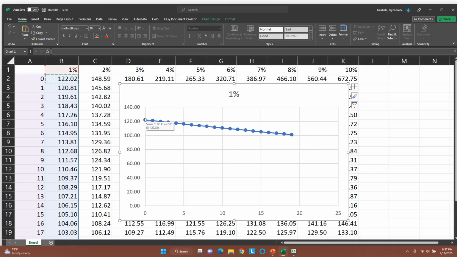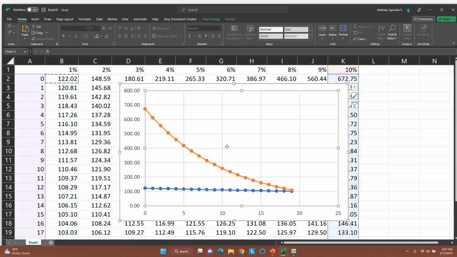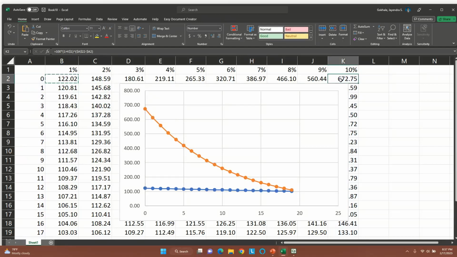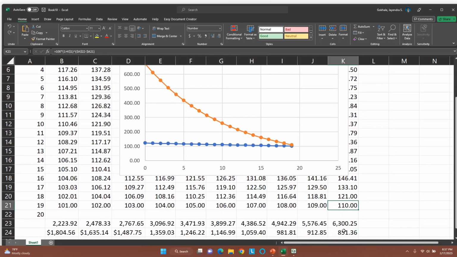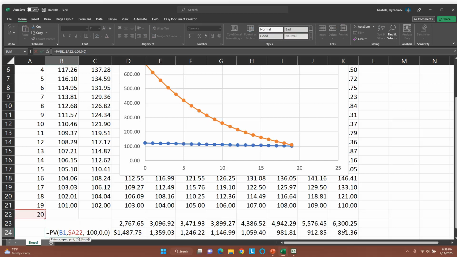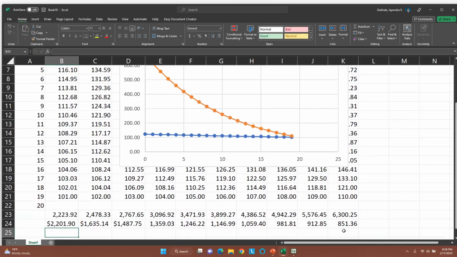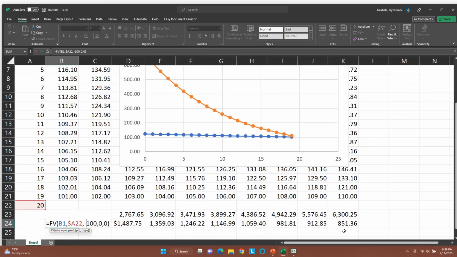Extending this conversation to a higher rate. Now if our rate is higher, 10%, our $100 today will really blow up to $672 in 20 years. But $100 in the 19th year will have only 1 year to run, so it will only become 110. Now for here we have to use a future value formula. Instead of PV, we have to use an FV. And then we have to use FV, sum total of all the future values.